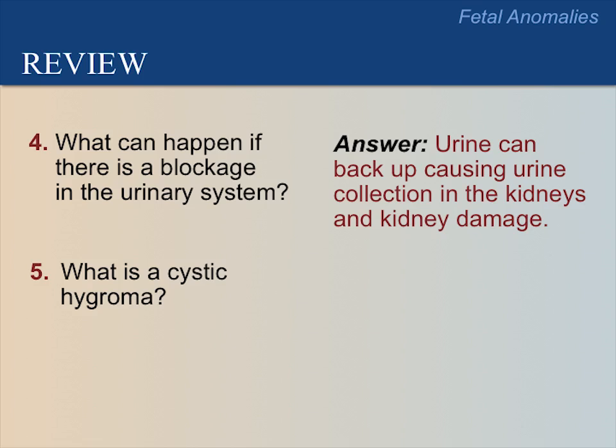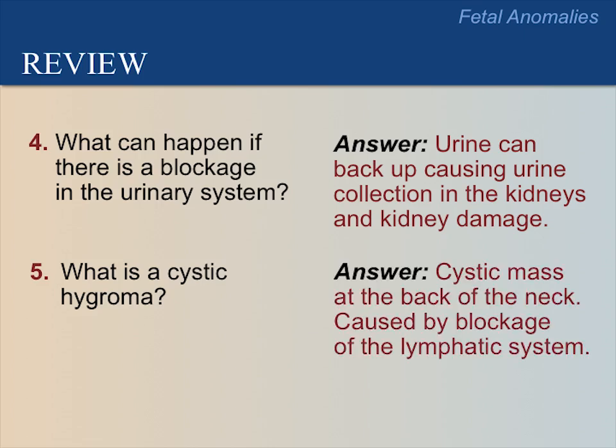What is a cystic hygroma? The answer is a cystic mass at the back of the neck caused by a blockage of the lymphatic system.